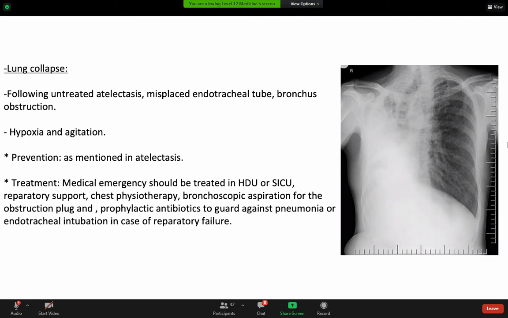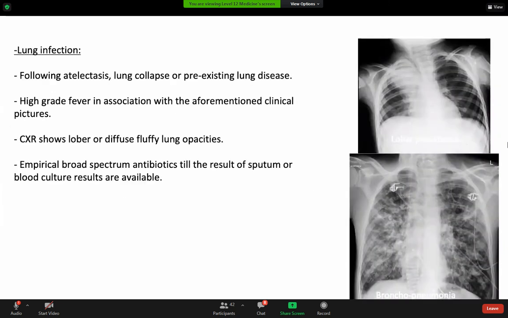So the patient should be shifted to the HDU or SICU, with respiratory support, physiotherapy, bronchoscopy and aspiration, and intubation if needed. Lung infection, which is a different story, could be secondary to the atelectasis, could be secondary to the lung collapse, or could be just secondary because the patient had lung disease before.